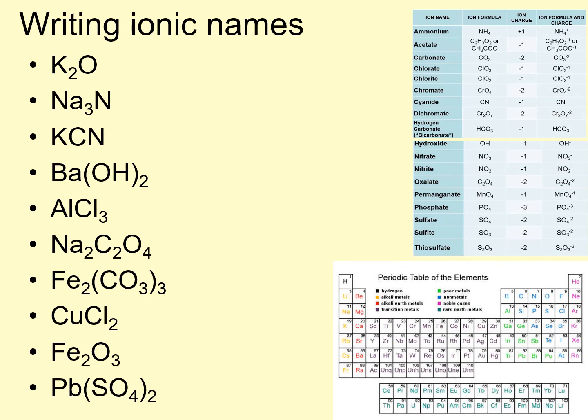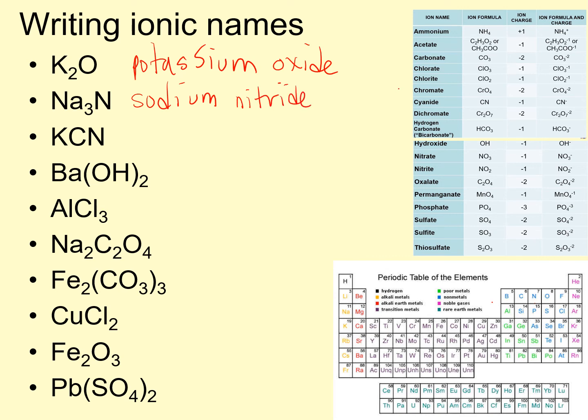Okay. Writing the names, K2O. Well, K is potassium. Write it down. Potassium. O is oxygen, but you change it to IDE, oxide. Then we check, is potassium always? It's always a 1, so we don't need a Roman numeral. Sodium. Na is sodium. N, nitride. So you change the ending to IDE if it's coming off the periodic table. Do we need a Roman numeral? No, sodium's always a +1.